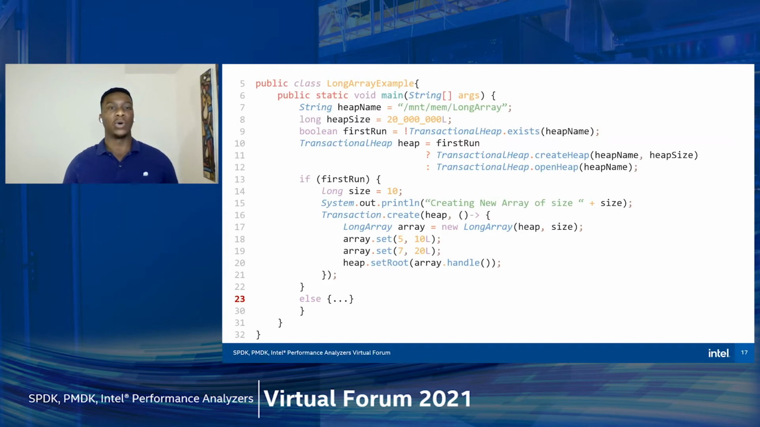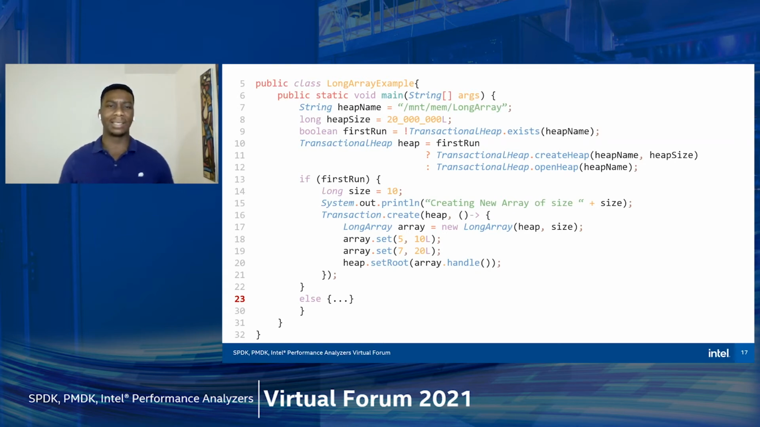Okay, so on line 17, we create a long array of size 10. On lines 18 and 19, we insert values into the array at indexes 5 and 7. And by line 21, this transaction has committed. It means it was successful. It means the array has been created and initialized.